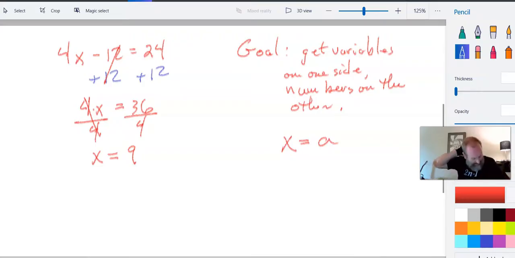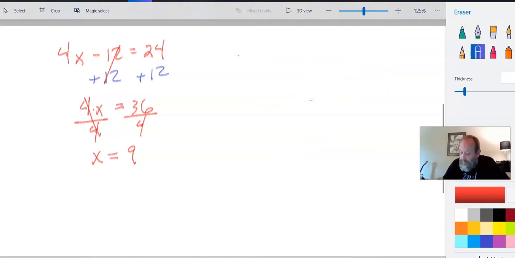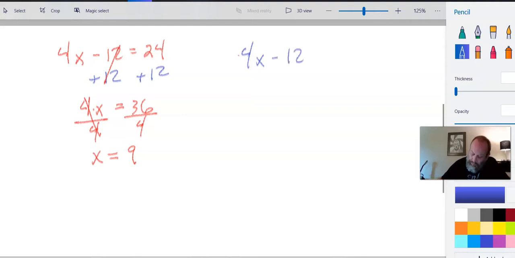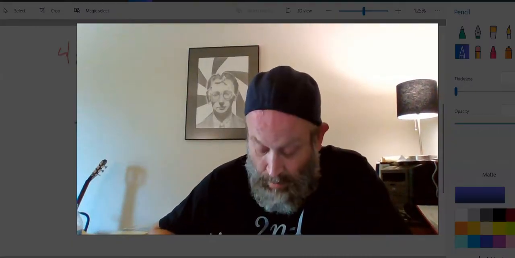Well, I think that was more of a statement than a question, but let's take a look at that because that is a good observation. So I'm assuming you did this. Let's go ahead and rewrite the problem. So you're saying you divided by 4 first here, right? And that canceled, and you got x minus 12 is equal to 6. Is that right? Yeah, that's what I did.